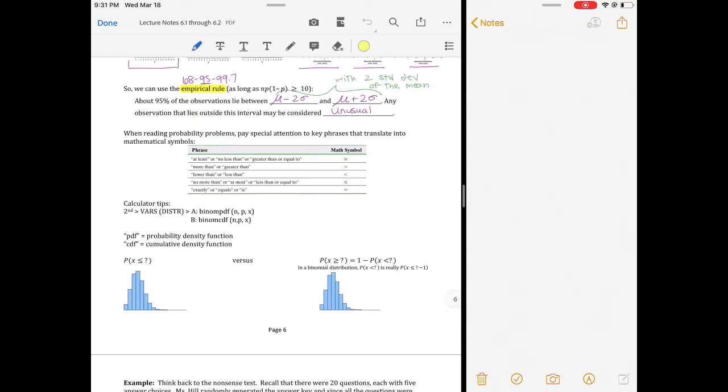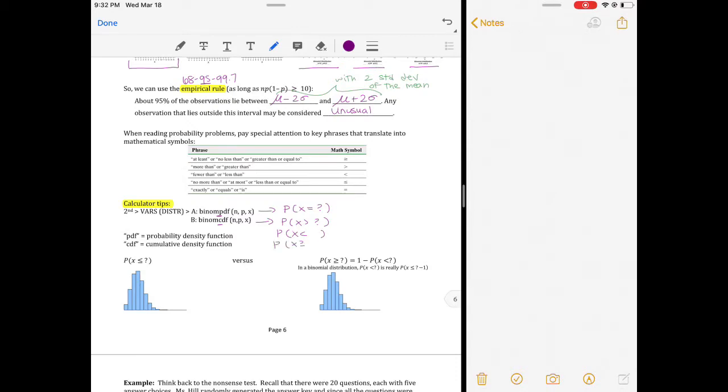So, here's your calculator tips. We are going to hit second, vars, and then distribution. If you go down to A, we get binomial PDF. PDF represents precise, so it's going to represent when you have the probability that x equals a specific number, so a precise number. CDF stands for cumulative, so it will do everything up into that. So this is going to be all your inequalities, so probability that x is greater than some number, probability that x is less than some number, probability that x is greater than or equal to, or even probability that x is less than or equal to.